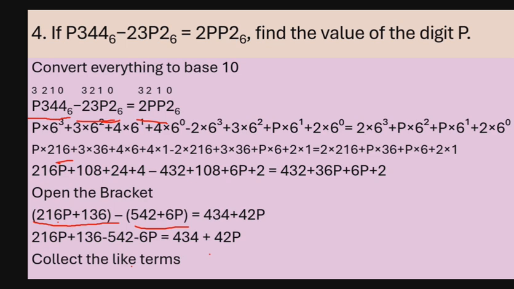Collect like items. So just mark these numbers and see. We have 216p, we have minus 6p. So we are going to bring 216p and the minus 6p together, then plus 136 minus 542, what we are going to bring together. Then after that, we cross 42p to this 216p and the minus 6p. Then what we get in this 136 minus 542, we cross it over to 434. That's what we call collection of items. And just watch and see where we do it.